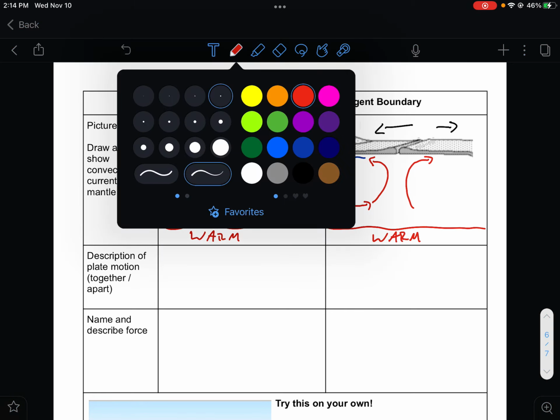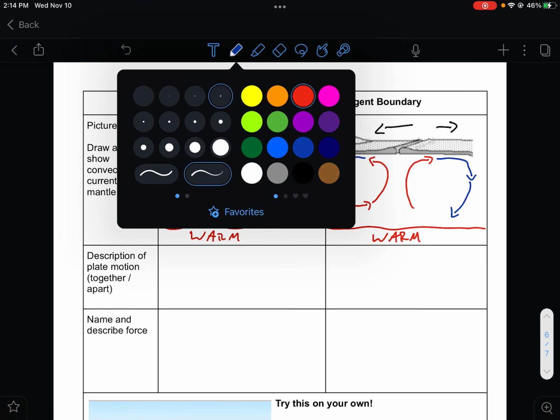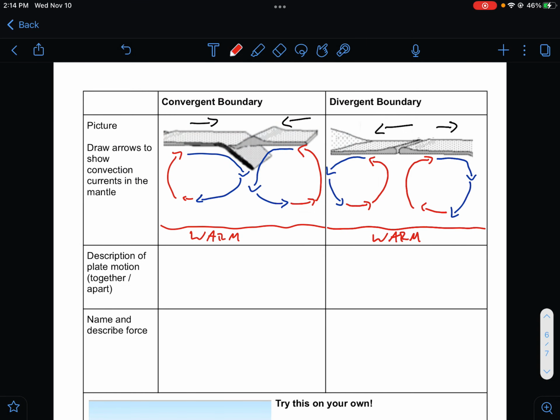And then we know as it gets far away, it's going to push all the way over there, start to sink down. That cool mantle sinks down, then all of a sudden, whoops, it's by the warm stuff, it's going to heat back up again. So those are what our convection currents would look like for convergent and divergent boundaries.